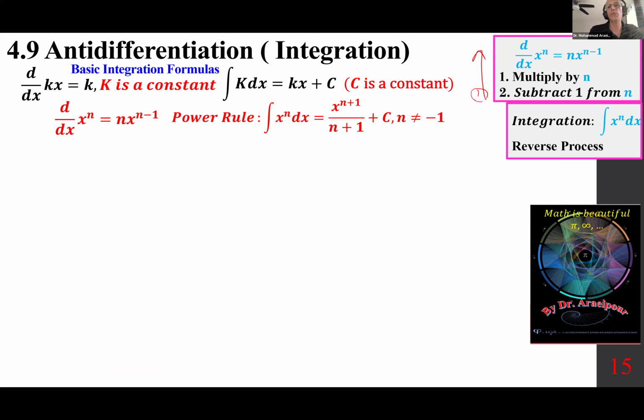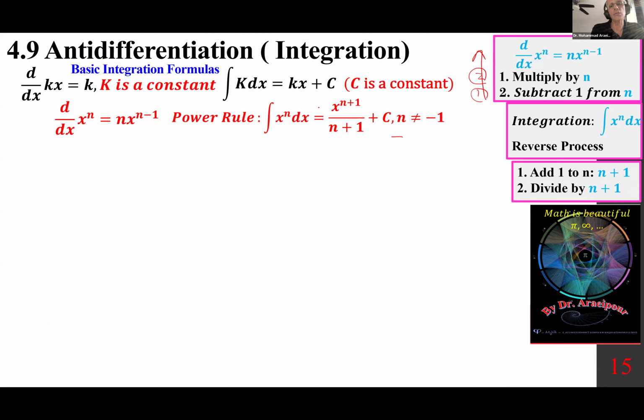So this becomes number 1. Subtraction means addition: add 1 to n. Number 2, multiplication becomes division: divide by n plus 1. So that would be one justification.